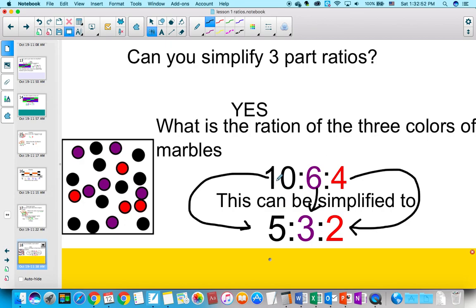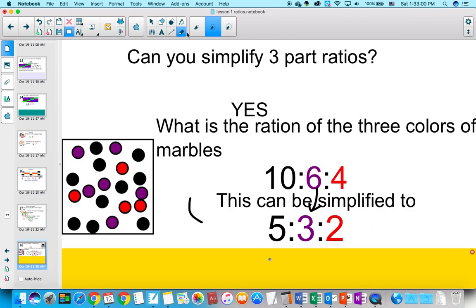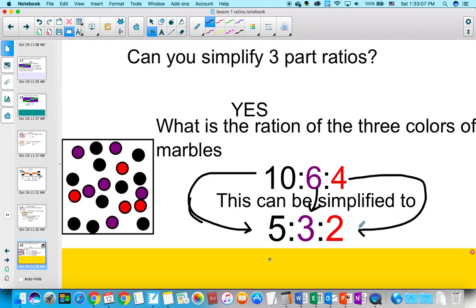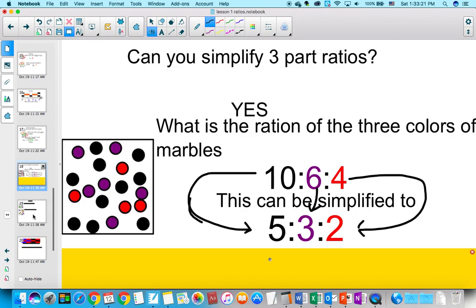Right? So a 3-part ratio can be simplified. A common mistake that will happen is students will go, oh, I can divide 10 by 2, so I'll divide 10 by 2 to get 5, good. And then they divide 4 by 2, that's cool. And then they'll divide another number by a different number. They'll go, oh, 6 divided by 3 is 2. And they would end up with 5, 2, 2. But because they didn't divide by the same number, they didn't simplify correctly. So don't make that mistake.